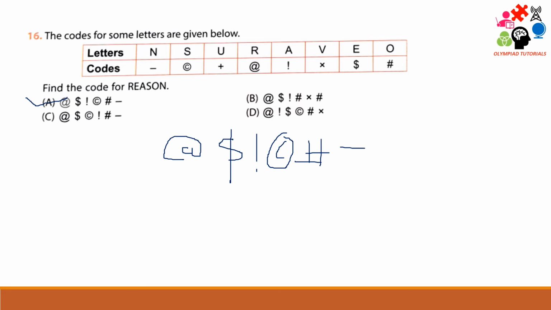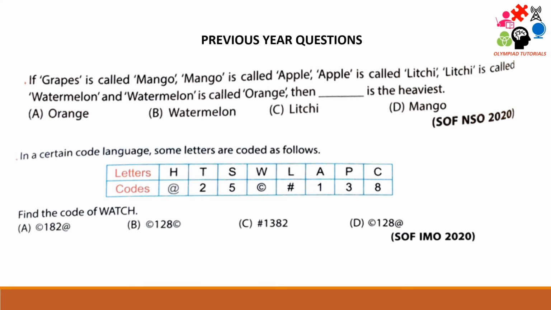So many questions on the coded language we have solved, and now we'll just have a look at a few previous years' questions. If grapes is called mango, mango is called apple, apple is called lychee, lychee is called watermelon, watermelon is called orange, then dash is the heaviest. So here all the different fruits are given, so you can just see which is the heaviest fruit. Watermelon is the heaviest fruit.